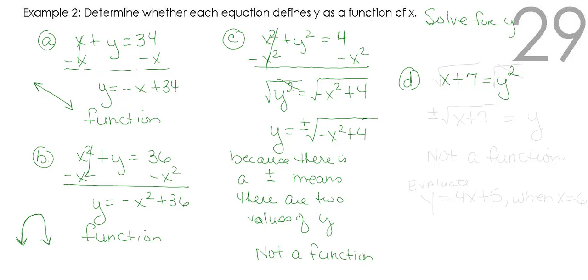Okay, let's look at D here. X plus 7 is equal to y squared. Solving for y, we're going to take the square root of both sides. Then you're going to have plus or minus the square root of x plus 7 is equal to y. Would this be a function or not? Yes.